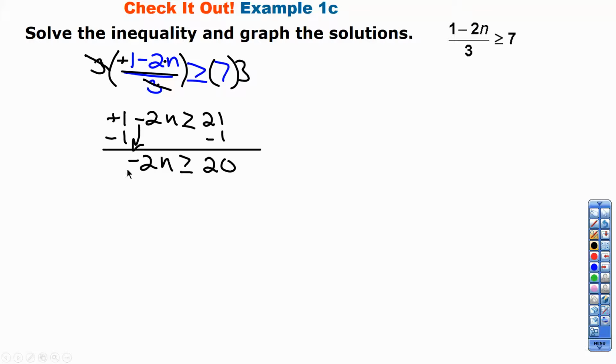So now at this point, we have a negative 2 times n is greater than or equal to 20. So we do the opposite. We divide by a negative 2. What happens when we divide an inequality by a negative? That's right. We flip the sign, so it's going to be less than or equal to. 2 divided by 2 is 1. Negative divided by negative is a positive, so we're left with n. 20 divided by 2 is 10. And a positive divided by a negative is a negative, so negative 10. Now we graph the solution.